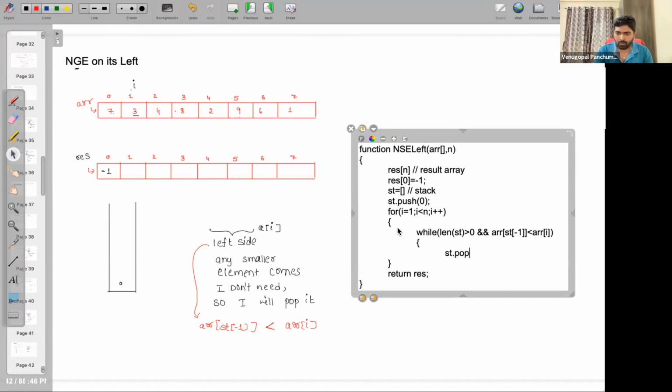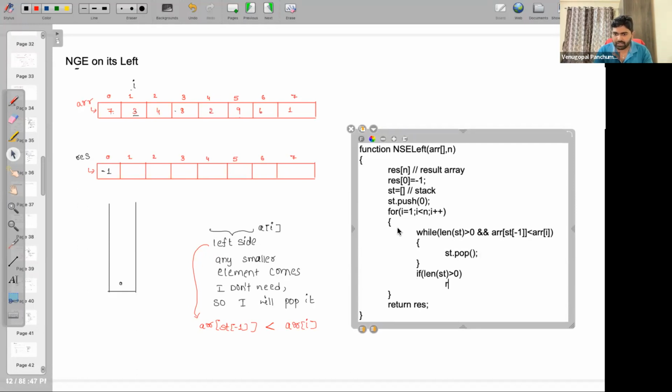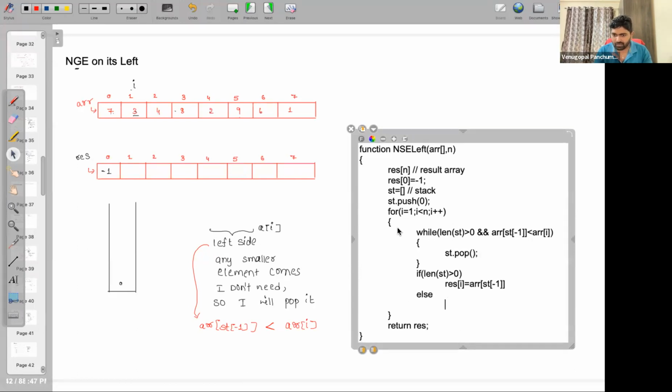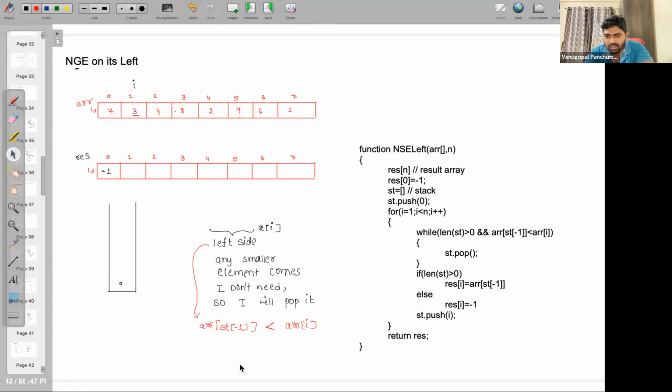st dot pop. Okay. Now, if length of the stack is bigger, then result of I is equal to ARR of st of -1. Else, result of I is equal to -1. And you put st dot push I. Over stories. What is the difficulty here? Nothing. That's it, friends. Got it?